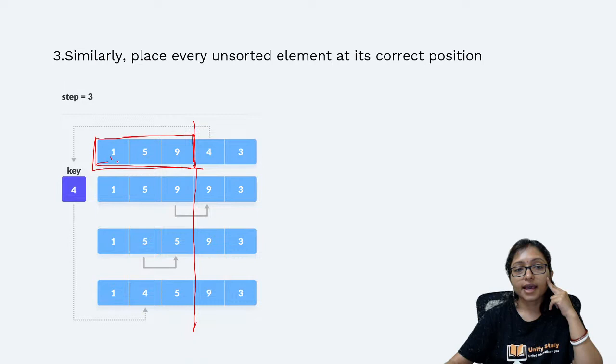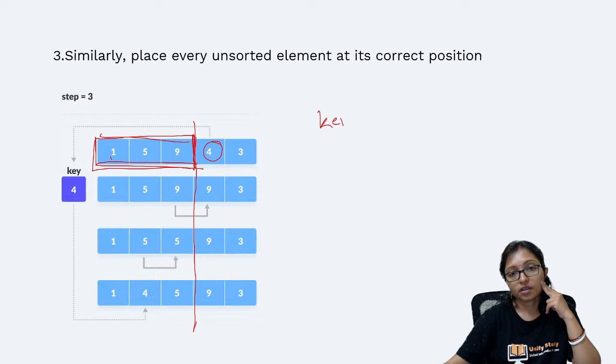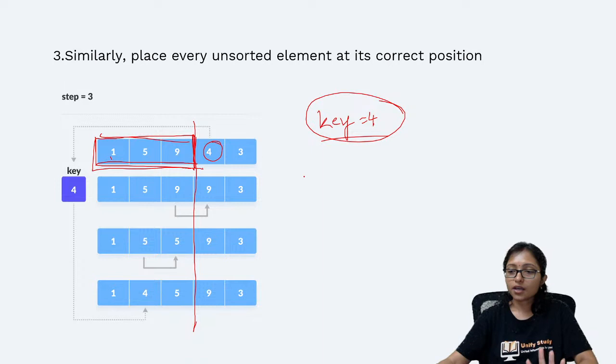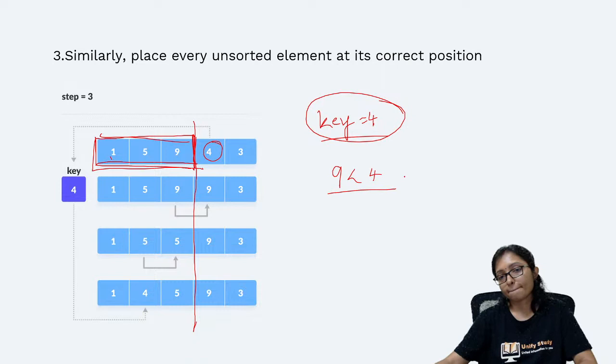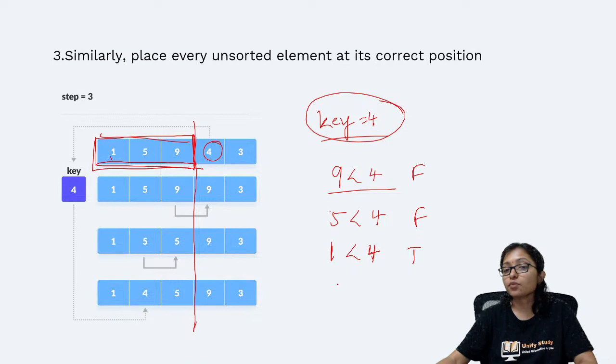As this part is sorted, I will take the key as 4. Now the key is 4. Okay? Got it? Now what will I do? Is 9 less than 4? No. I will go next. Is 5 less than 4? No. I will go next. Is 1 less than 4? Yes, 1 is less than 4. Then and there, I am going to place my key, that is 4, on the right-hand side of 1.